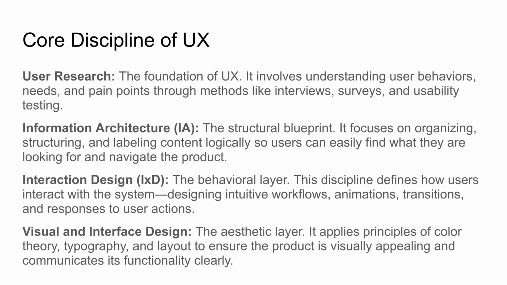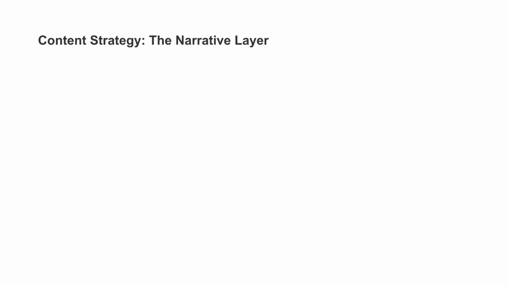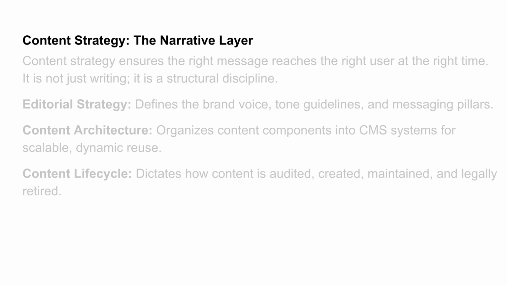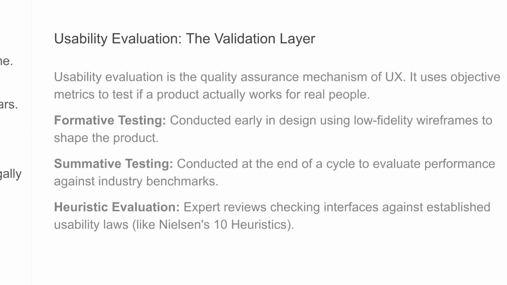The core disciplines of UX include user research, the foundation, information architecture, the structural blueprint, interaction design, the behavioral layer, and visual and interface design, the aesthetic layer. Content strategy is the narrative layer, ensuring the right message reaches the right user. It involves editorial strategy for brand voice, content architecture for organization, and content lifecycle for management.